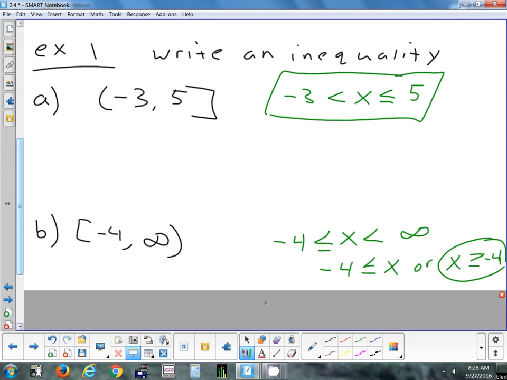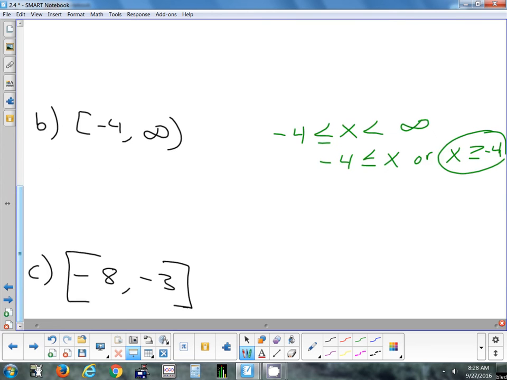Okay, just make sure, especially if you're writing the other way, from an inequality to an interval, smaller numbers always on the left, bigger numbers always on the right, or bigger idea, okay, is on the right. Okay, so now we have a bounded closed interval.